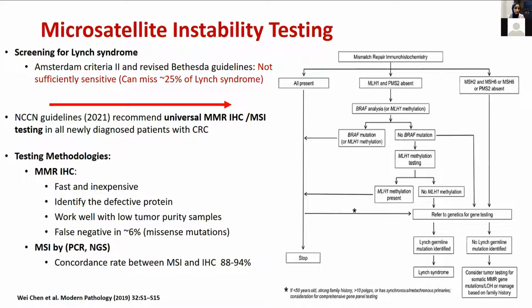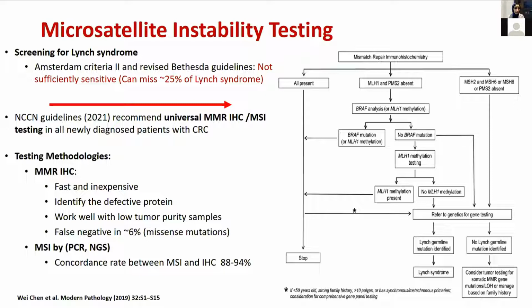So why do we do microsatellite instability testing? MSI testing is mainly indicated to screen for Lynch syndrome, as previous clinical criteria have proven not sufficiently sensitive. And these include the Amsterdam criteria 2 and the Bethesda guidelines. So currently NCCN guidelines recommend universal MMR IHC or MSI testing in all newly diagnosed colorectal cancers. And the testing methodology indicated is either MMR IHC or MSI.